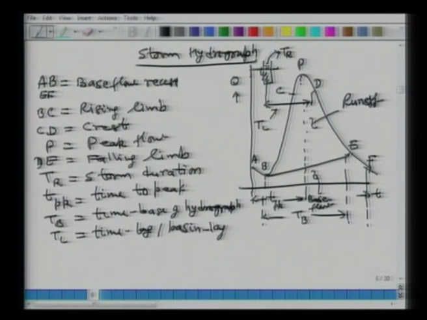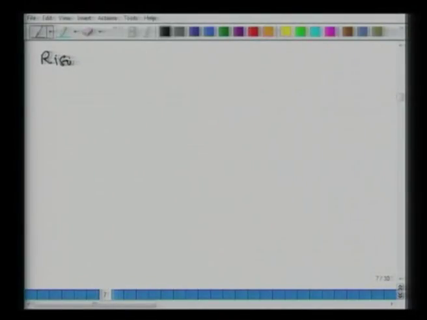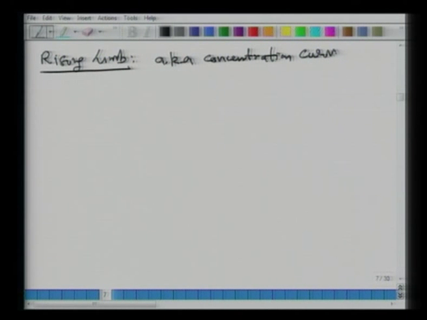And what we will do next is look into some of these components, for example, the rising limb and so on. So, if we look at the rising limb of a storm hydrograph, it is also known as the concentration curve. What is the concentration curve or the rising limb?